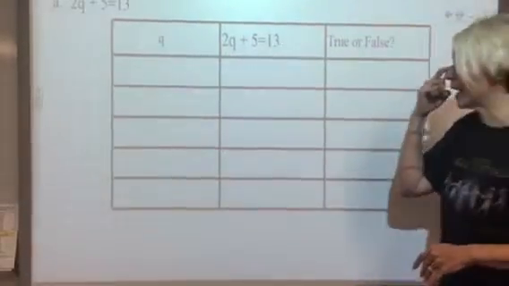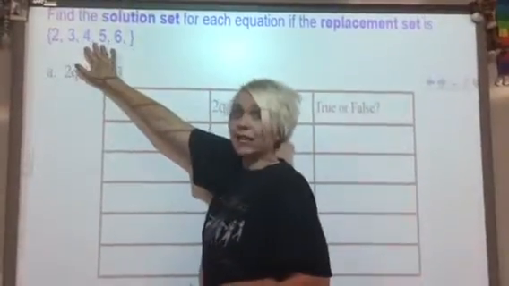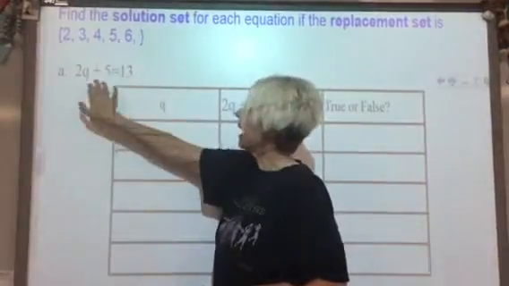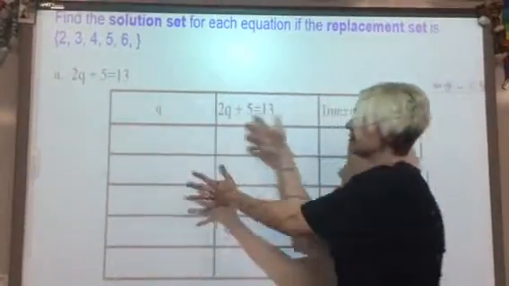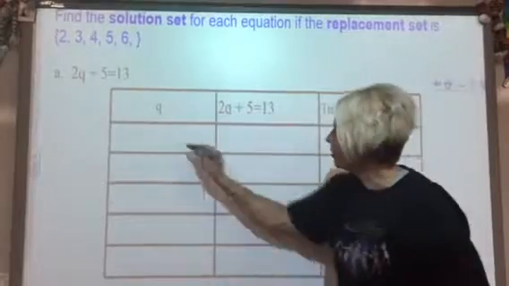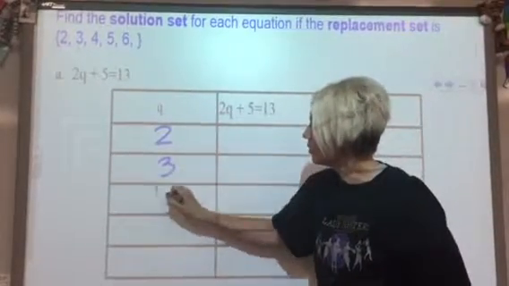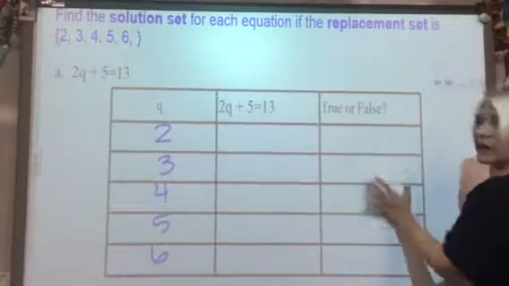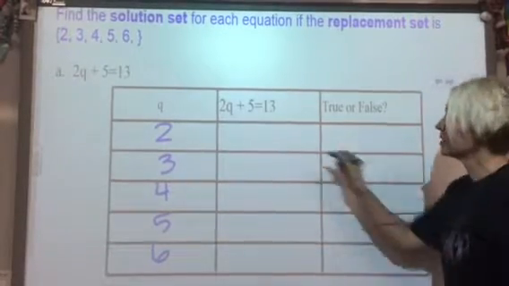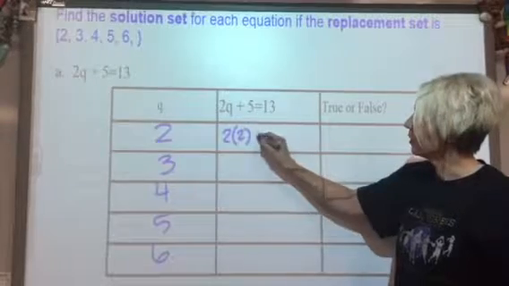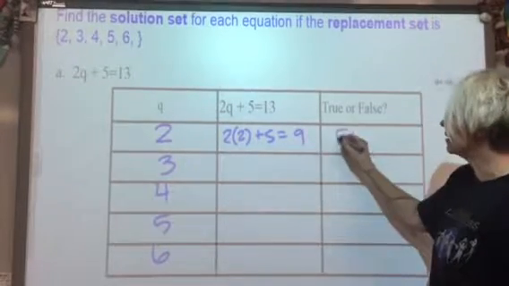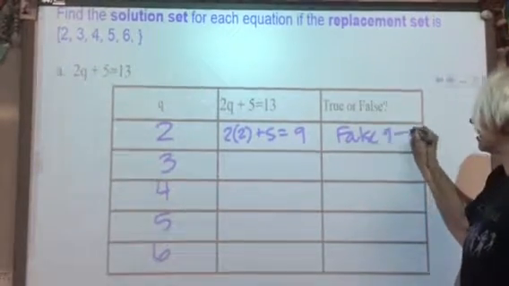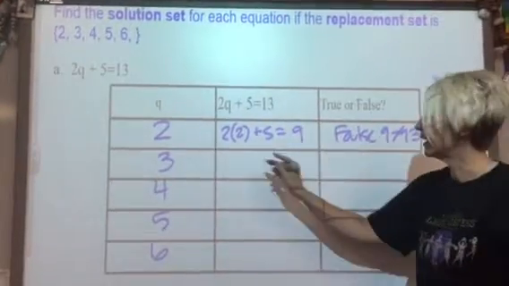So here's what it'll look like. I have a replacement set here. These are the values we're going to plug in. I have an equation here, and I've set it up in a table. So this is where my replacement values will go. This is where I will try it, and this is where I will state whether it works or not, true or false. So 2 times 2 is 4, plus 5, that makes 9. So this is false, because 9 is not equal to 13, and I'm looking for 13.